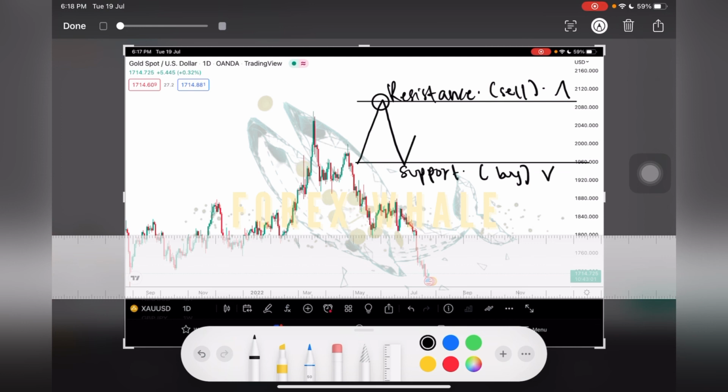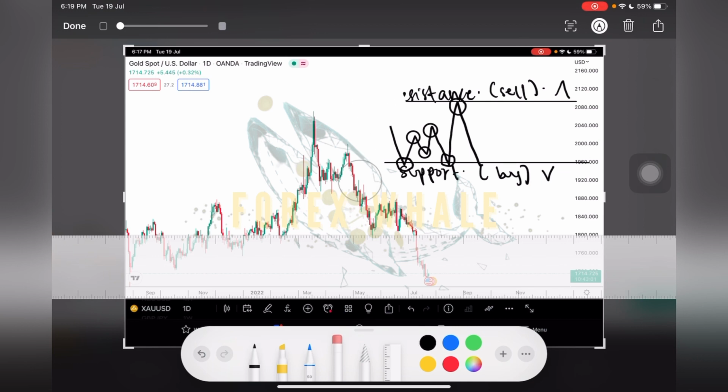Very basic understanding. Resistance will look something like an A. Resistance is a level where we're looking for a sell. Support will look something like a V, and we're looking for a buy opportunity. The market will continue to create resistance and support in the charts. Something like this: this is your resistance, this is your support, resistance, and then you have your support, resistance, and so on. Very simple, very straightforward.